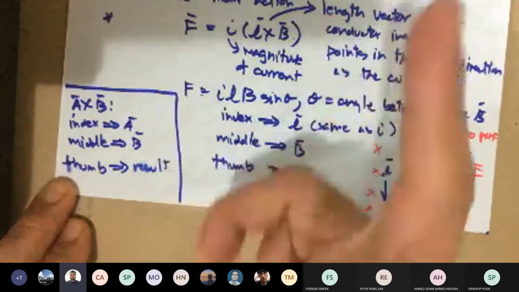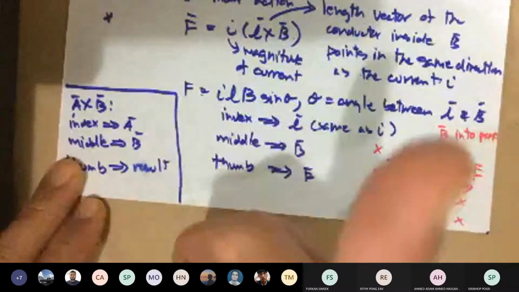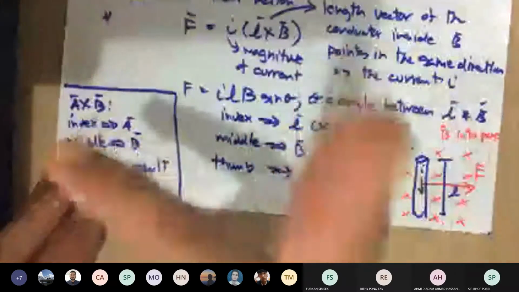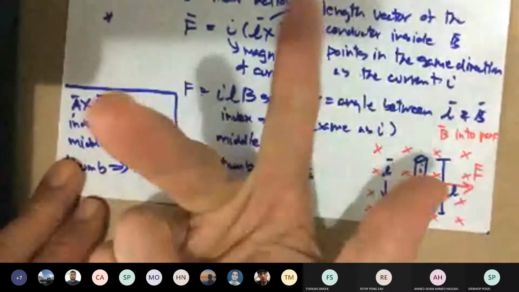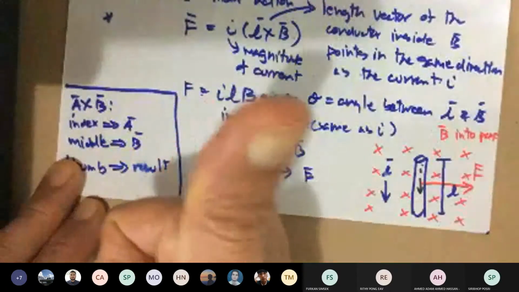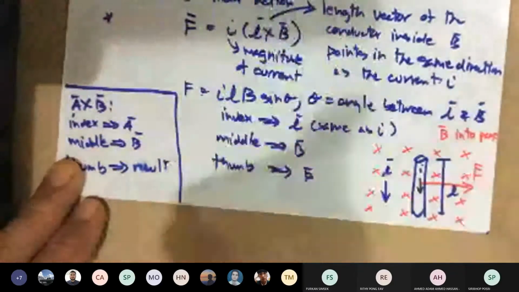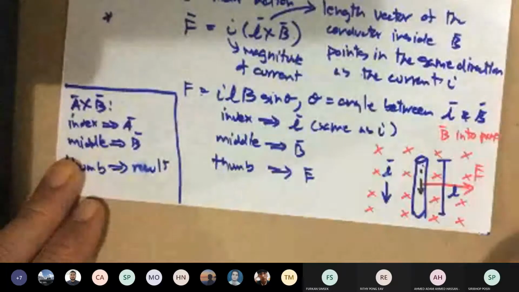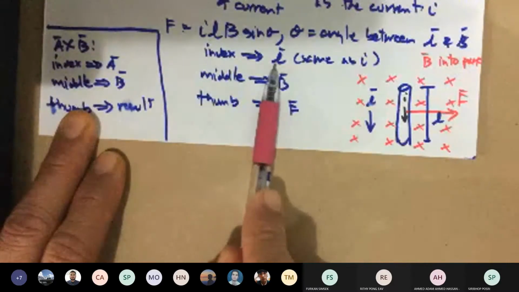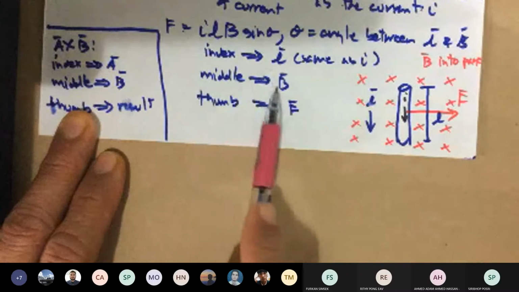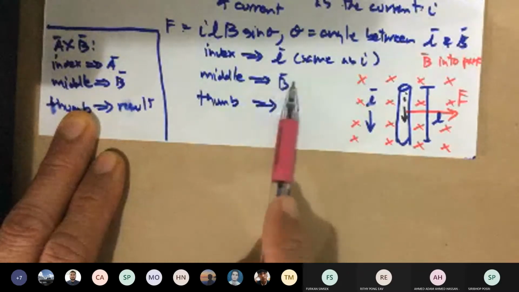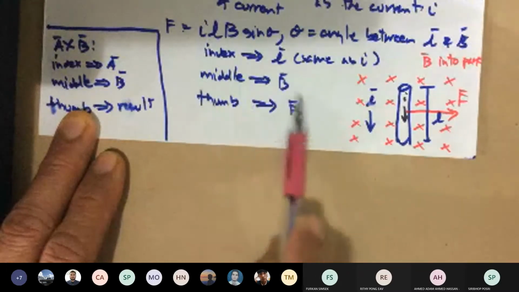Okay. Yes. Now, start with this is the sequence. Don't forget the sequence. The sequence matters. Index first, middle later, result is your thumb. So index, middle, thumb is the result. Showing you here in the lecture: index points to the direction of L, which is the same as the current. The middle finger points to B direction, the magnetic field. Your thumb is the resolved vector F.